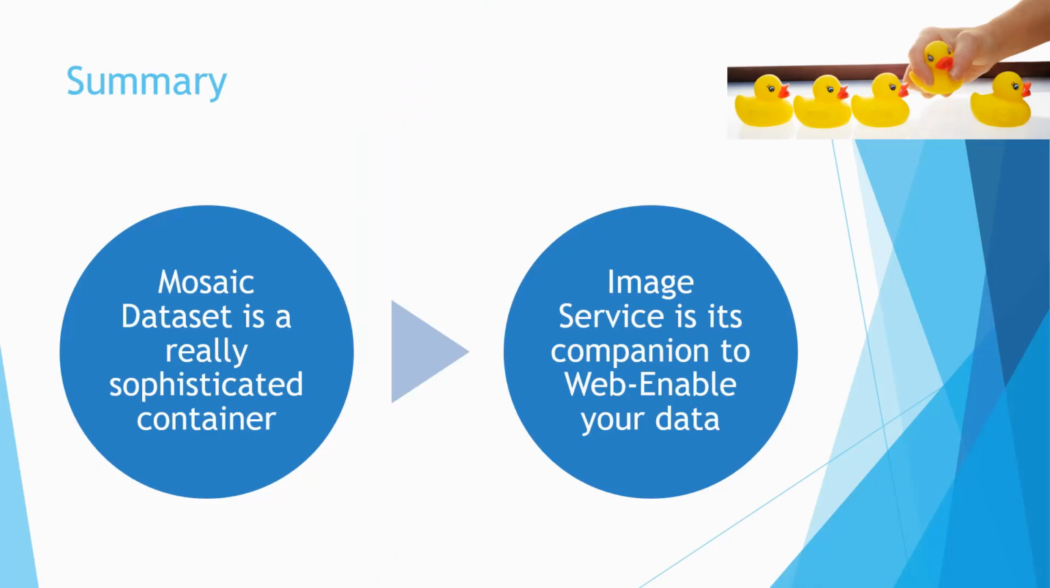So to summarize, I just wanted to say that the Mosaic dataset is a hugely sophisticated container. It works tremendously well as a database for your raster data. But you need to do some research, and I recommend using the GitHub repositories that I've mentioned and the blog posts. Getting familiar with it isn't always easy, but when you've got it set up correctly, then you can publish your raster datasets in an image service to web enable your data.